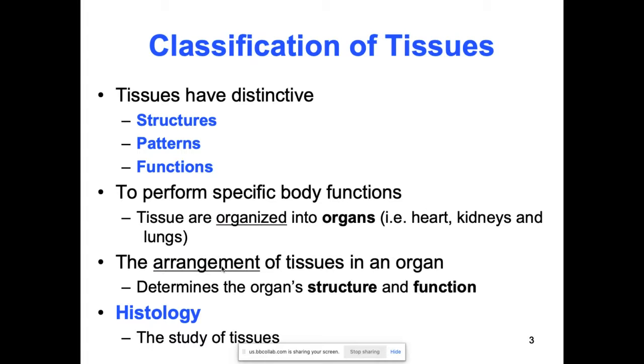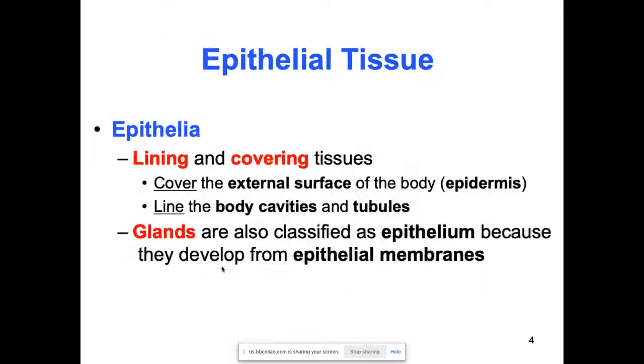So the tissues have different structures, they have different patterns. So if we're talking about structure and pattern, we're thinking form. That's anatomy, right? And then function is the physiology. So structure determines function. We're seeing that once again. When we study the tissues, we call it histology. We're going to look at epithelial tissue first.